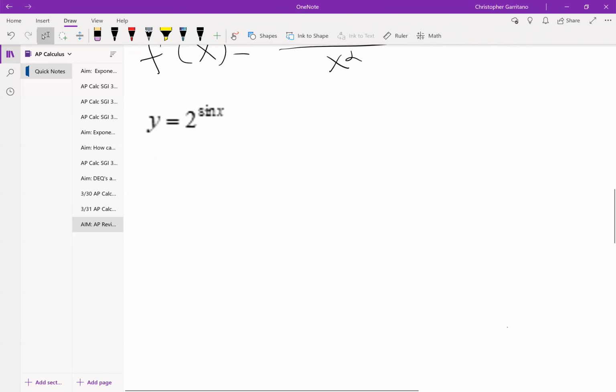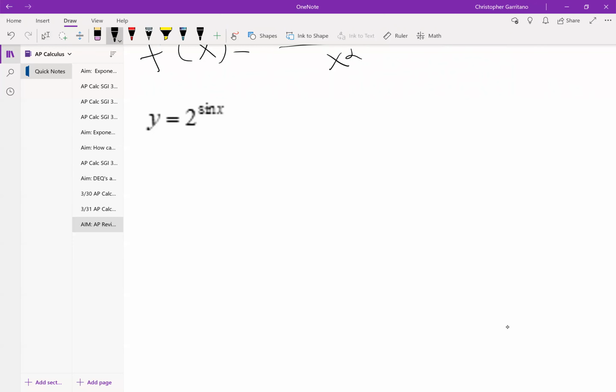Moving on. So I was asked a few times about this one, y equals 2 to the sine x. So once again, chain rule, get used to that, because typically if you're taking a derivative on the AP exam, it's going to be a chain rule, typically. So we have two functions here. We have y equals 2 to the x, and we have y equals sine x. All right. Sine x, of course, is the inner function.